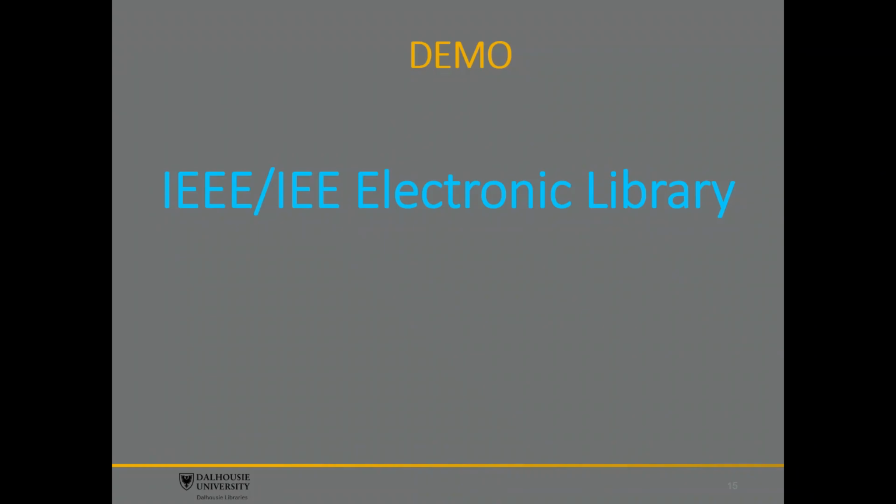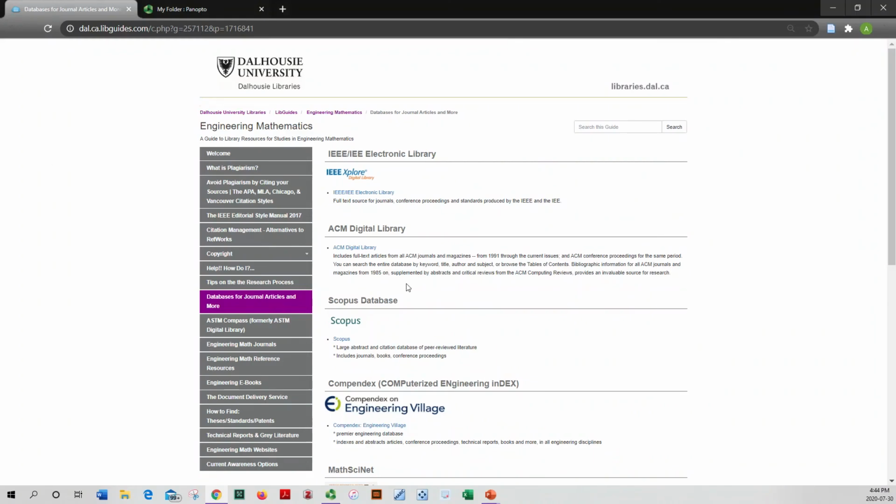The next database I want to briefly show you is the IEEE Electronic Library. So for electrical and electronics engineering, as I mentioned, it is a Catalogue database. It is completely full text. So that means that you don't have to link to any full text because the full text is complete within the database. We pay a lot of money for this database for the full text. It is well over $100,000 every year for a subscription. So it's a very nice database. You access the database via the same old Databases tab on the Engineering Mathematics Library Guide. Here is IEEE.